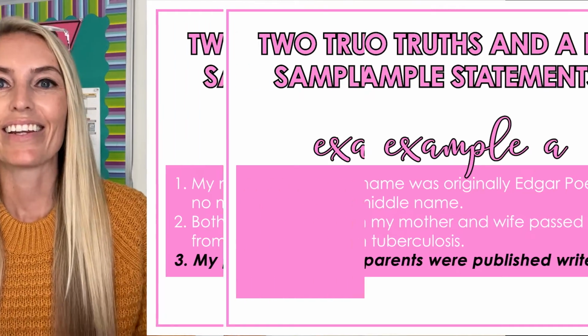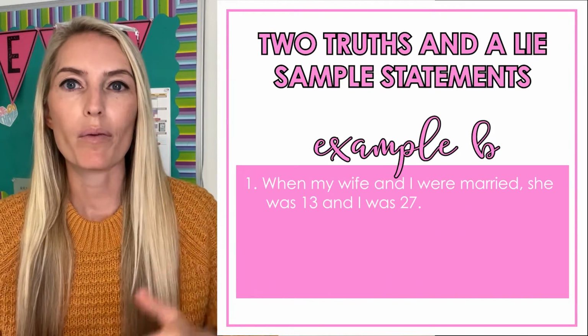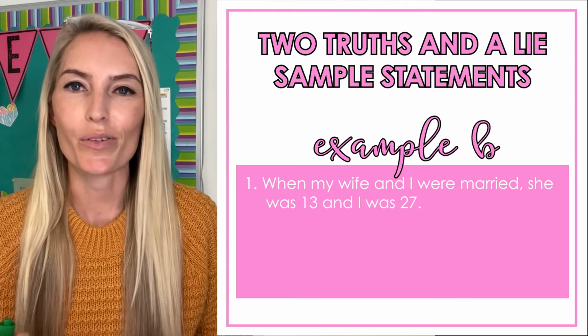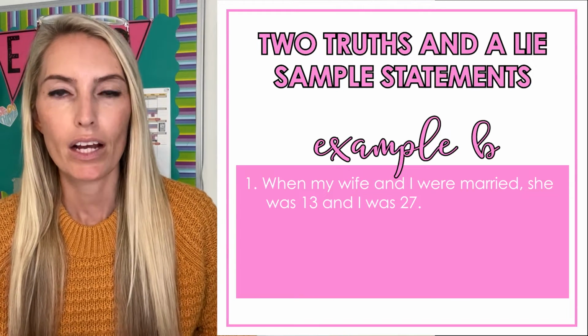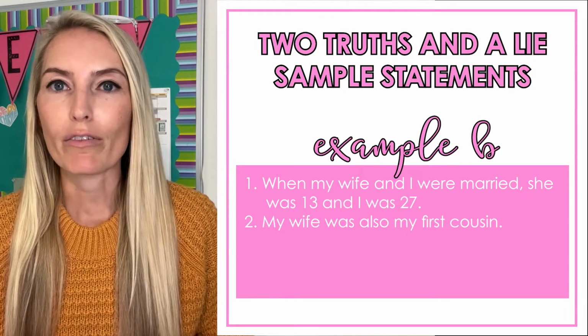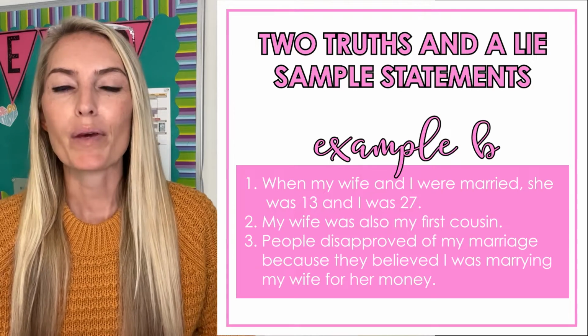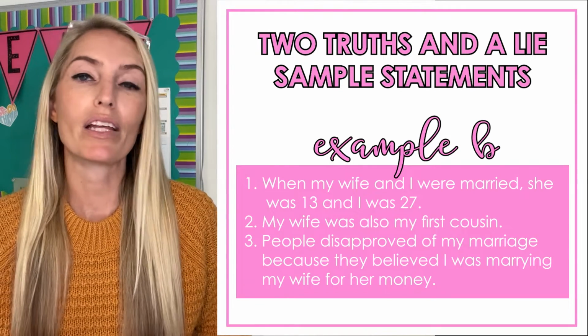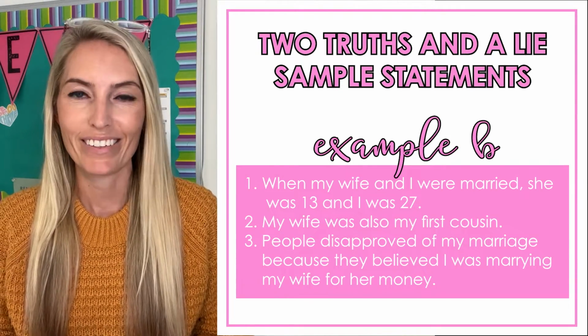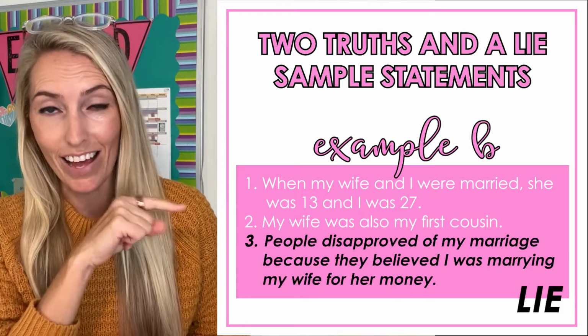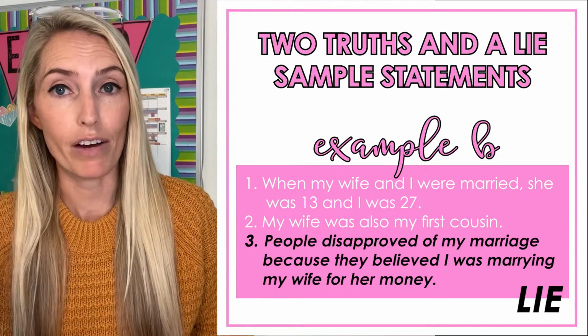All right, next one. First one, when my wife and I were married, she was 13 and I was 27. Next one, my wife was also my first cousin. And the last one, people disapproved of my marriage because they believed I was marrying my wife for her money. Again, the lie is that last one. If you don't know anything about Poe's life, it's fascinating.